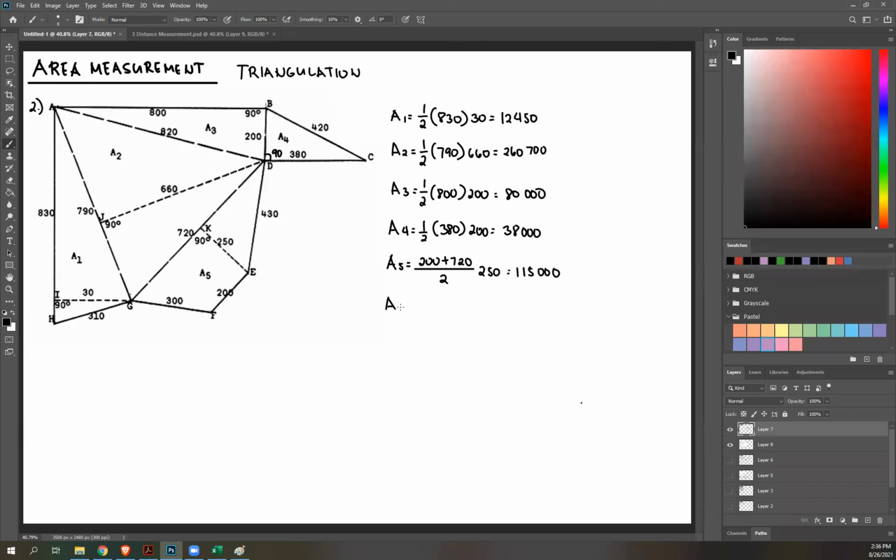And then total area is just A1 plus A2 plus A3. Getting the sum of all of this, you'll get 50,000.